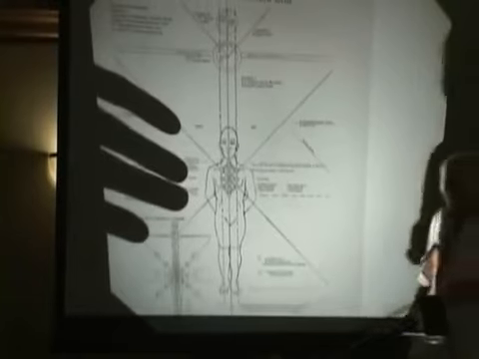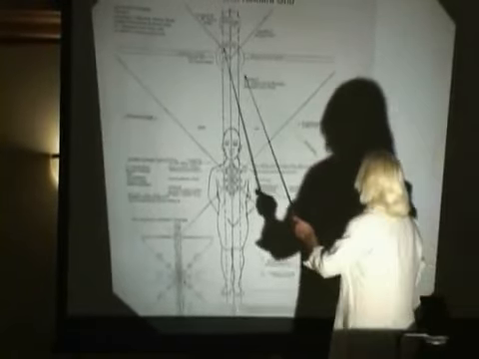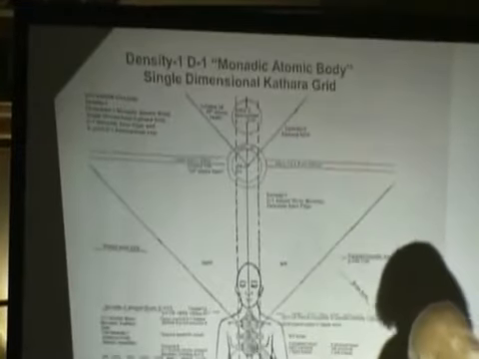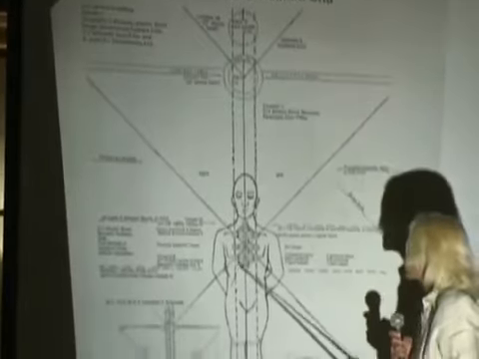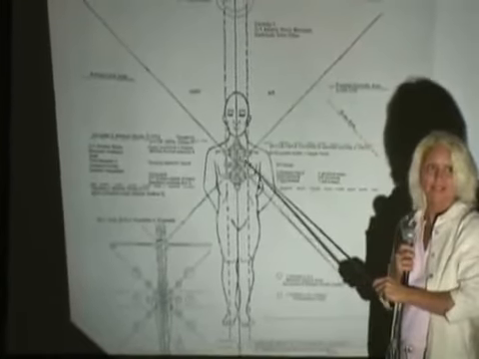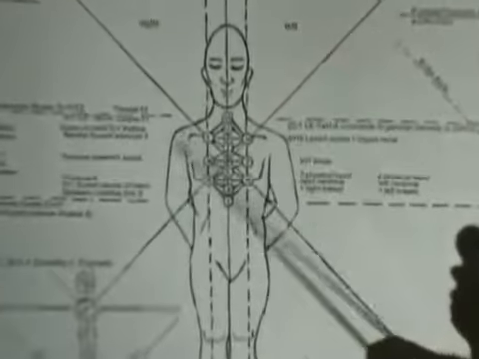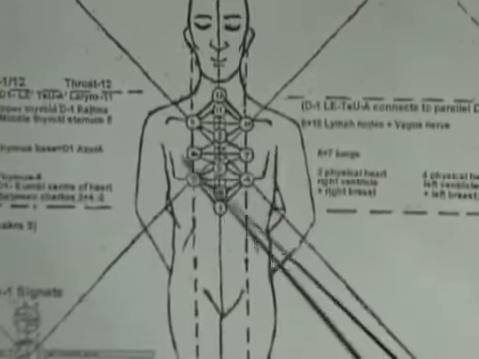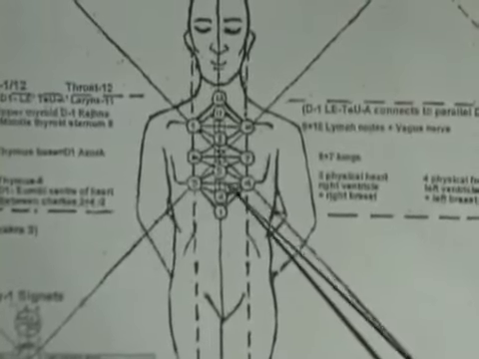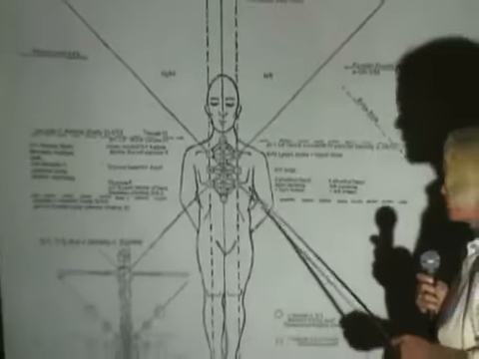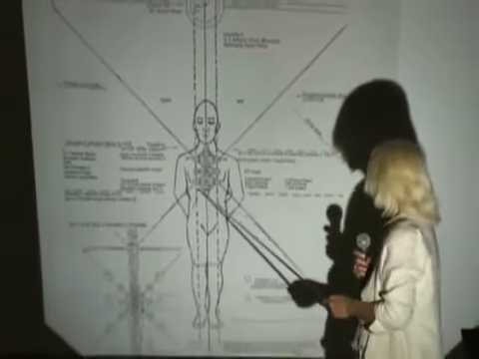Here is the D1 monadic atomic body, single dimensional Kathara grid. And remember how we have the antiparticle ones sticking out this way and all that stuff. So each one of these actually has those also, where it's really like a crystal shape. This one is part of what's called the biocomputer that controls the atomic structure of the body.